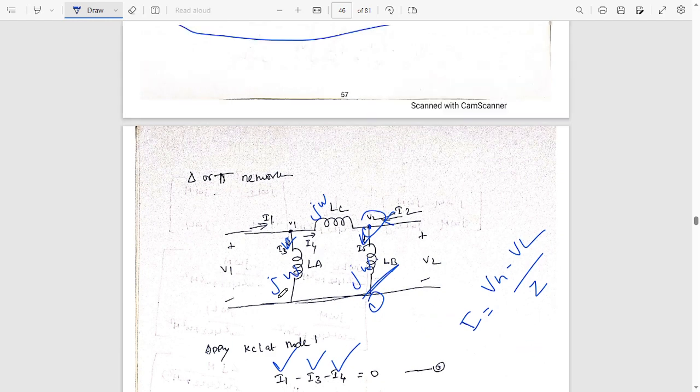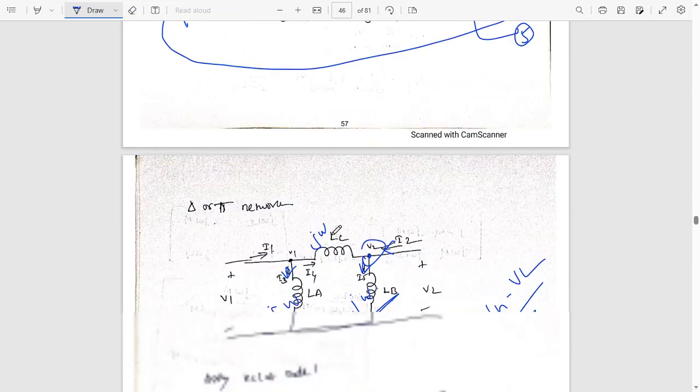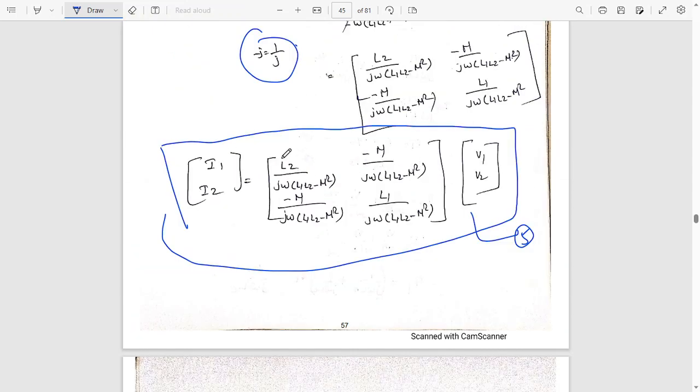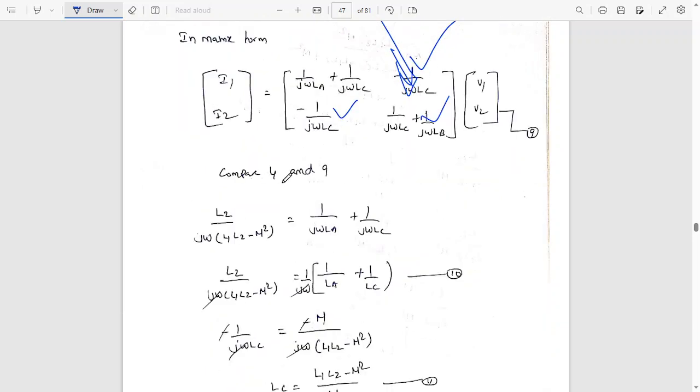Now compare the equation, and let us consider this is equation number 5. Equation 9 and equation 5 are compared. So if I can directly equate this coefficient with the position of the matrix, I'll be getting L2 by j omega into L1 L2 minus M square equal to 1 by j omega LA plus 1 by j omega LC. If I take 1 by j omega outside and cancel each other, I'll get 1 by LA plus 1 by LC equal to L2 by L1 L2 minus M square. Let it be as it is, equation number 10.